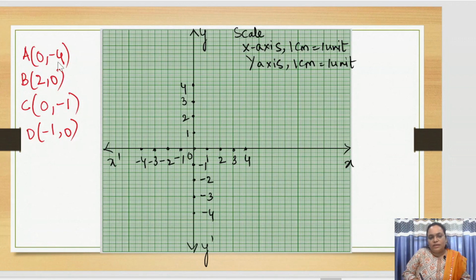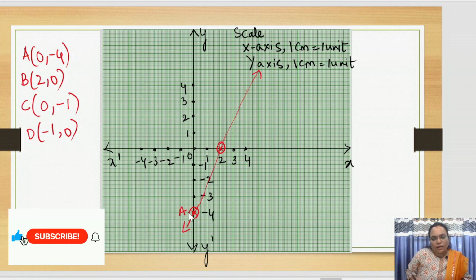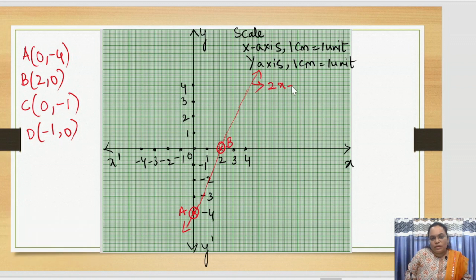The first one is 0 and minus 4. 0 on the x-axis, minus 4 on the y-axis, which is this one. Okay. The next one is 2 and 0. 2 on the x-axis, 0 on the y-axis, which is this one. Okay. So let us join these 2 points. So this is A and this is B point. This is 2x minus y minus 4 equals 0.